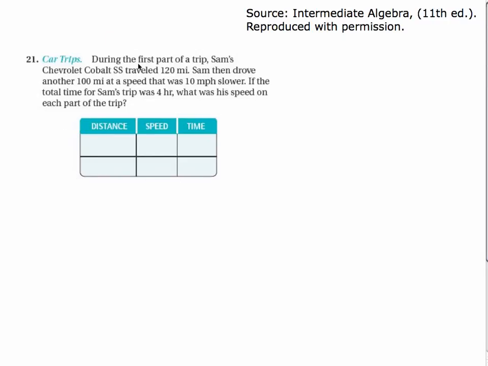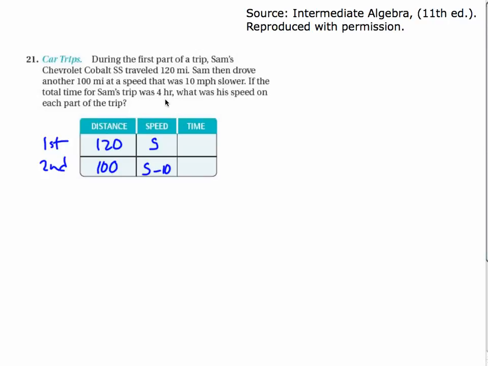So the question has two parts, so I'm going to use this as the first part and the second row as the second part. Distance for the first one, 120. Speed, don't know. Let's call it S. Time, I don't know. Well, we'll worry about that in a sec. Then he drove another 100 miles, but he was 10 miles per hour slower. So his speed would be S minus 10.